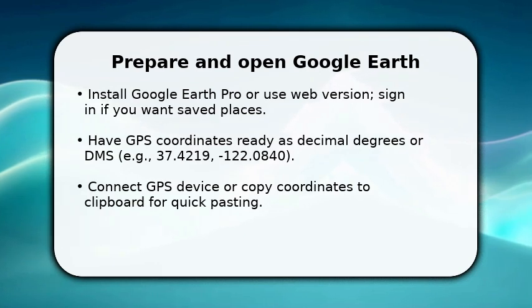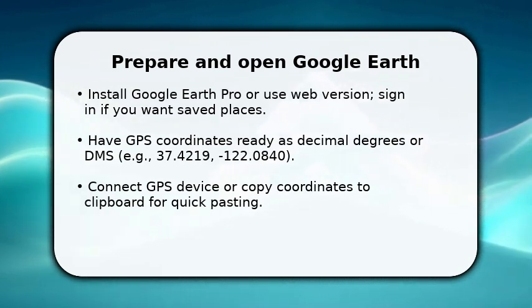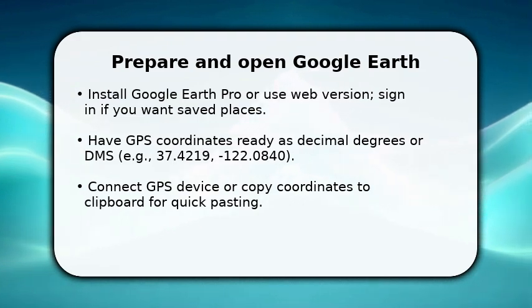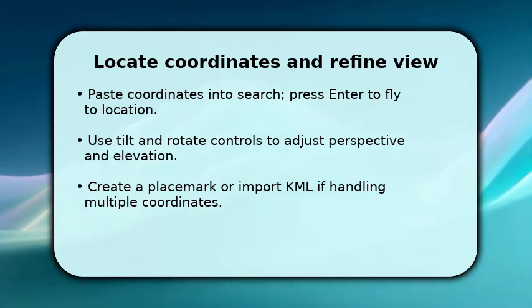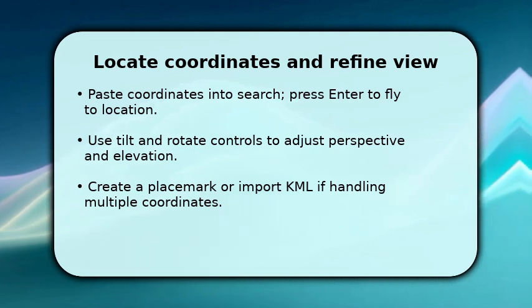Finally, switch to the search box at the top left. You'll paste or type the coordinates there to move directly to the location. After you paste the coordinates and press enter, Google Earth will fly to that exact spot. This is how you confirm the values are correct.